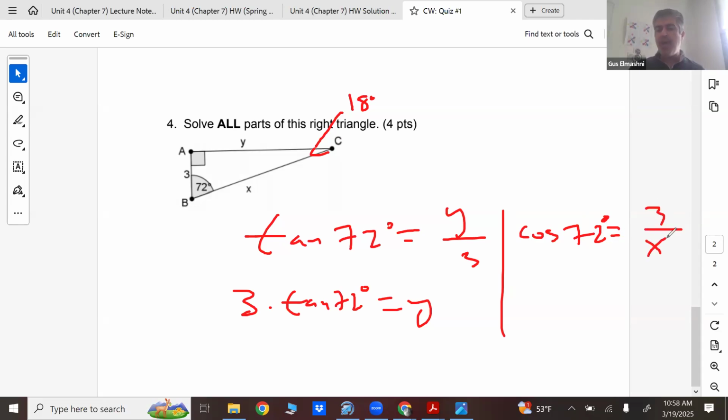Now this was a little tricky. How do I solve for x? Multiply both sides. X times cos 72 equals 3, and then divide by cos 72. So x equals 3 over cosine 72. Very, very important though.